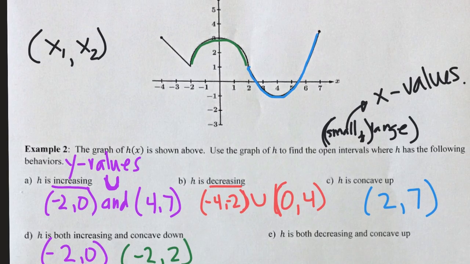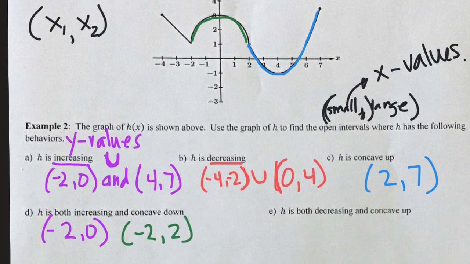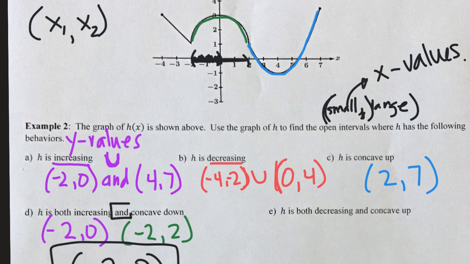So we're looking at when is it doing both of these things. It's only doing both of these things from -2 to 0. Right? So we have from -2 to 2 is where it's doing concave down, but it only has the overlap between -2 and 0. Okay, so when it says and, it's got to be doing both of them. That's a smaller interval, an interval where they overlap, where it's doing both things.